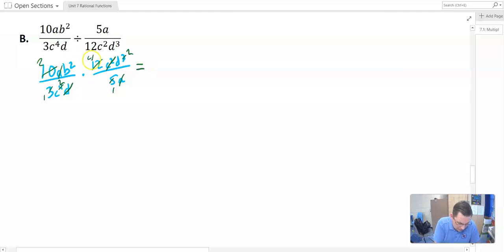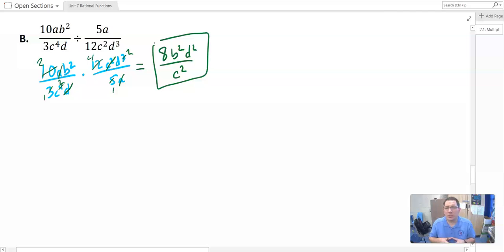And so what we're going to get is 2 times 4 is 8. The b squared is still up here, and I've got a d squared still up here. In the denominator, that's a 1 and that's a 1, so there's no number, but I do have a c squared. None of these are the same variable. There's no numbers left to reduce, and so this is my final answer. Again, when we're dealing with just monomials and we're dealing with powers and coefficients, it's pretty straightforward to simplify this.